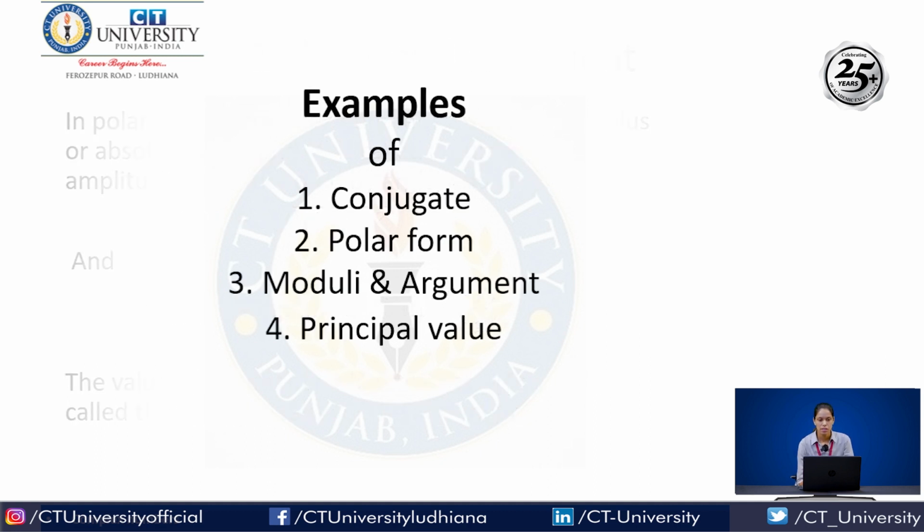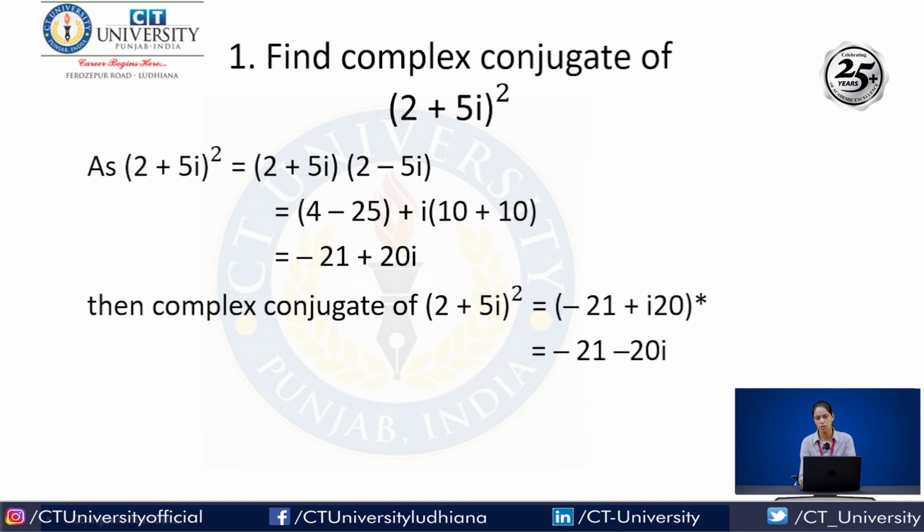So next is an example of all these topics, that is conjugate, polar form, modulus and principal value of the argument. The first one is the complex conjugate of (2 plus 5 iota) square. Taking the identity (a plus b) whole square, that is a plus b into a plus b. So the question becomes (2 plus 5 iota) into (2 plus 5 iota). Taking the squares, it becomes 4 minus 25 as the real part, and the imaginary part 10 plus 10. So my first complex number becomes minus 21 plus 20 iota.